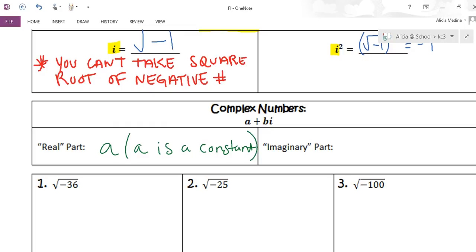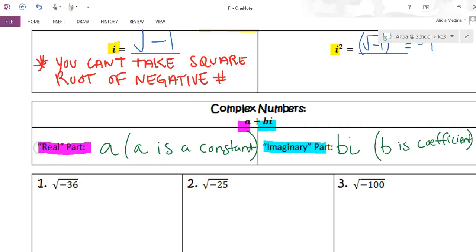The imaginary part is whatever has the i attached to it. So that's going to be bi, where b is a coefficient. A coefficient is just the number in front of that variable. So to remember this, when we see that imaginary i part, that's the imaginary part I'm asking you to find. If I just have a constant, so no variable, it's just a number, that a is the real part. All right? So let's practice some of these.